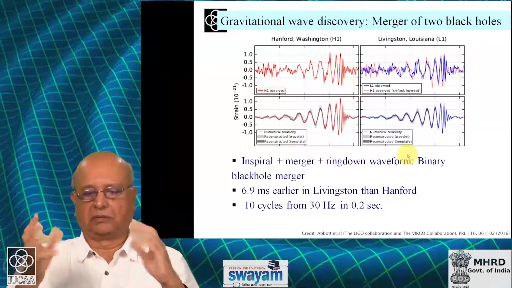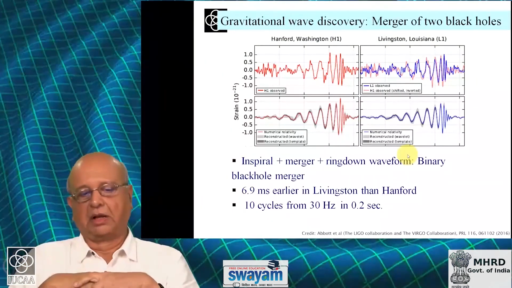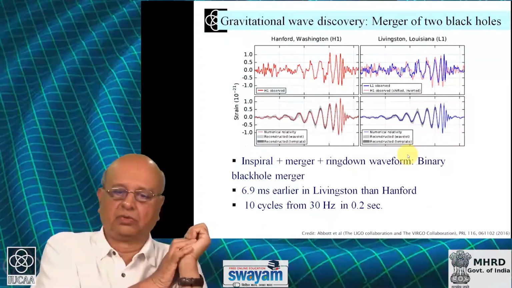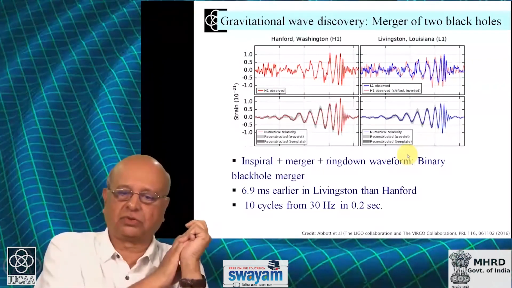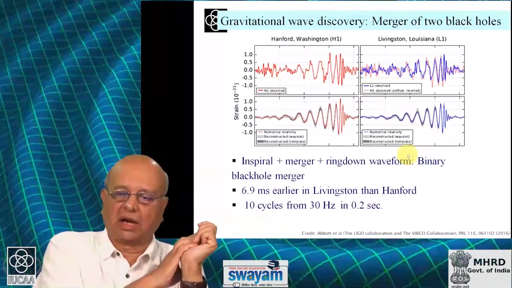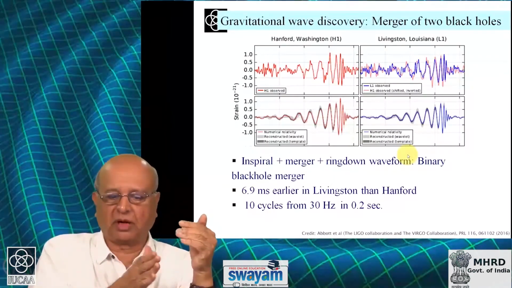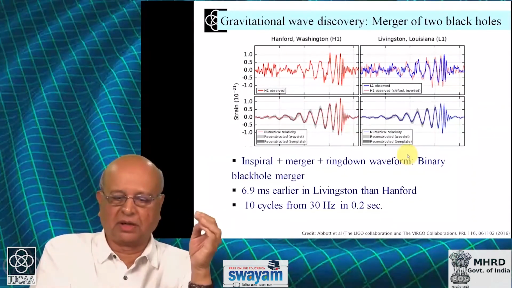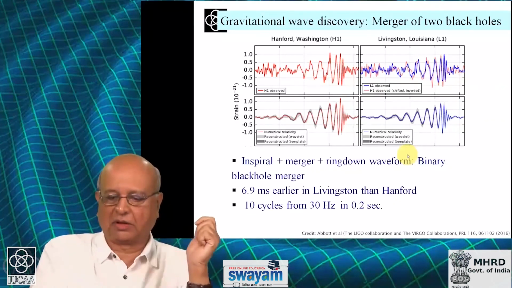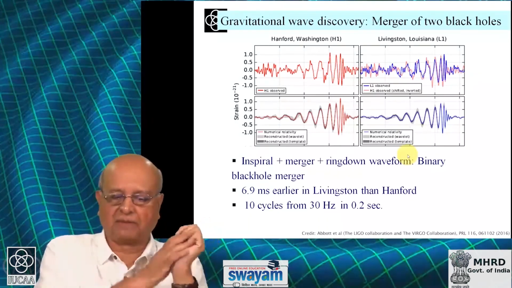Those are the two detectors which observe the waveforms, and the waveforms are shown in both the detectors. The waveforms have been shifted by 6.9 milliseconds because the signal appeared in Livingston 6.9 milliseconds earlier than Hanford. So, there are these 2 detectors in Livingston and Hanford.